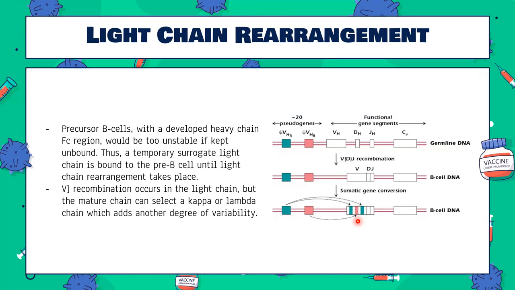We do the whole VDJ, same thing. We use RAG1, RAG2, TDT, we get the constant region, we do all of that. But there is an extra degree of variability in our light chains. Why is that? I told you guys that our light chain can either be kappa or lambda, right? And because of that, we can have even more diversification. The humoral response can make such a wide diversity of antibodies through the random mutations that change the coding sequence and through the recombinations that we have.